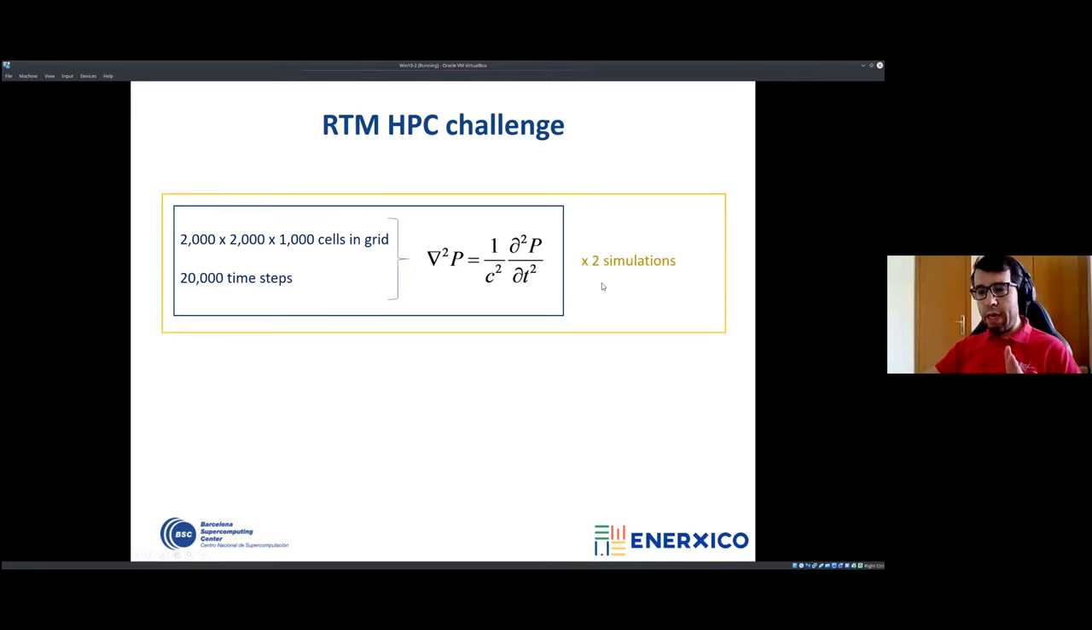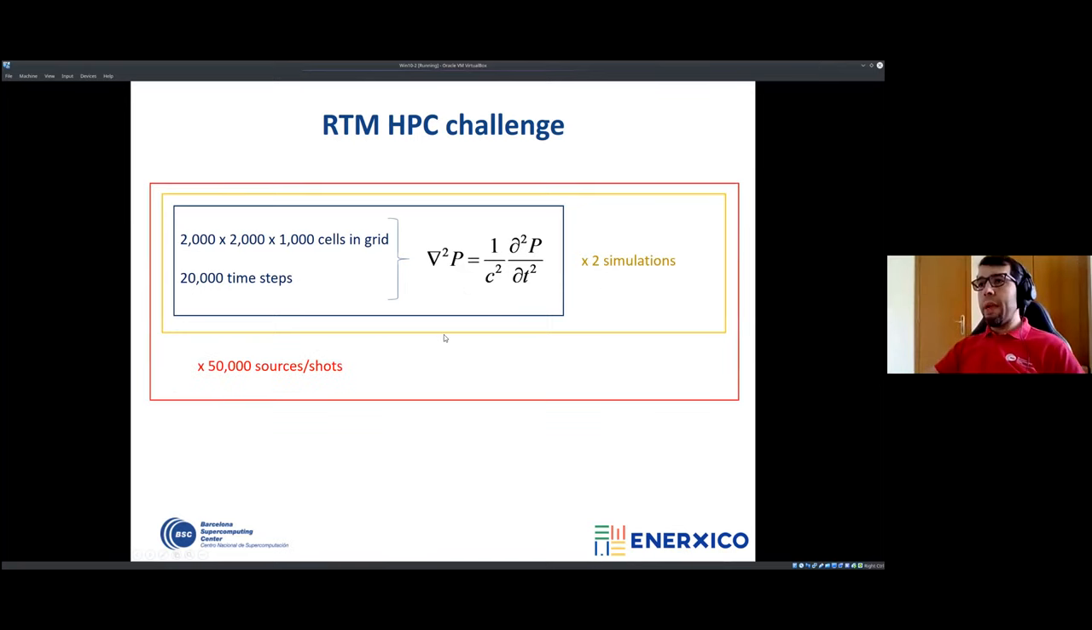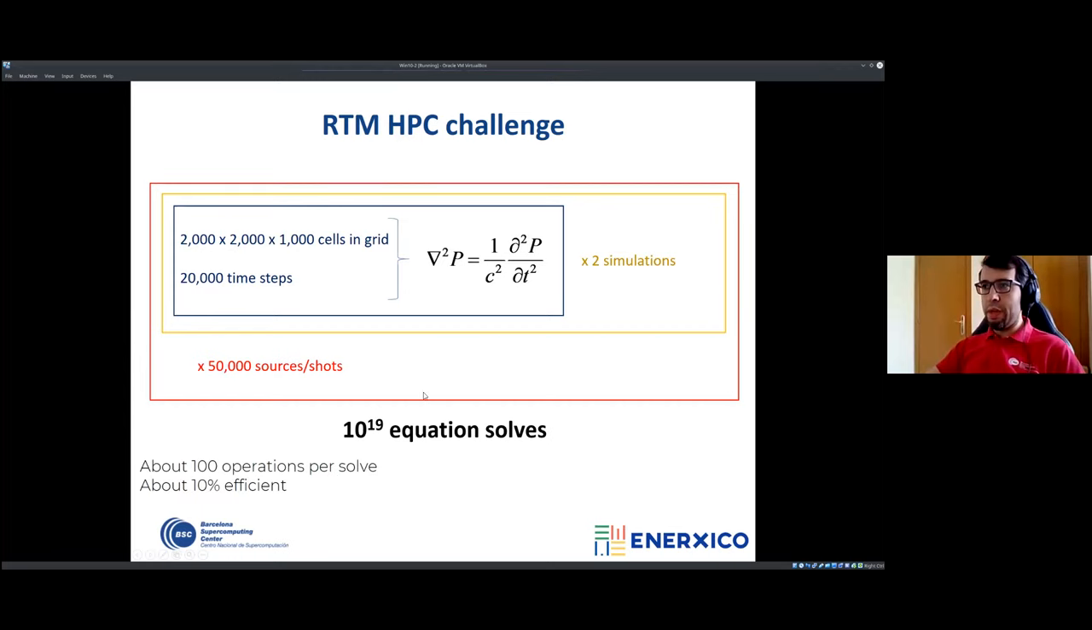And we have to do this twice per shot, as we have seen. We need a forwards and backwards simulation. And we can have several sources, like thousands, tens of thousands of them all together. So if we make the numbers, we have to solve this equation this many times. This 19 is the number of zeros after the one. So this is a huge number of times that we have to solve this equation. It's always the same equation, which is a nice thing, so we can optimize this operation very much, but still it's a huge, crazy number of operations.